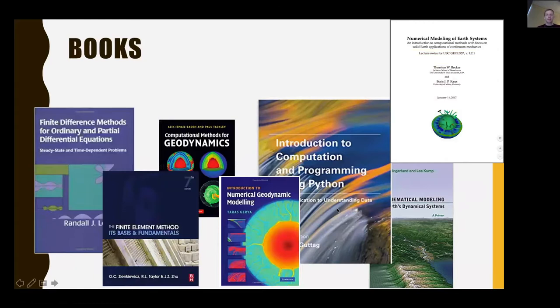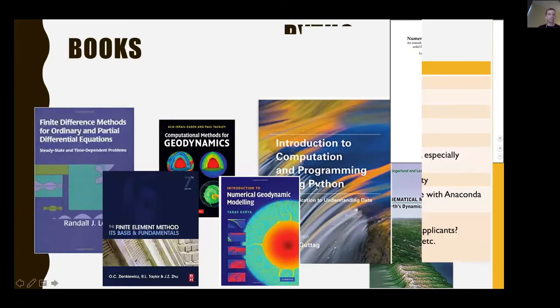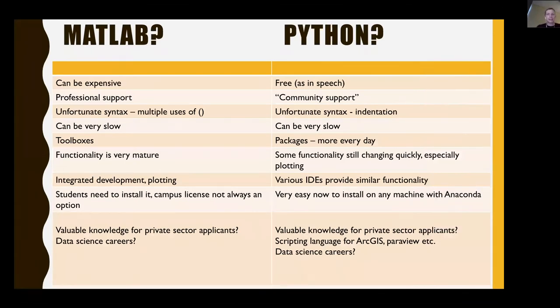Books that are more geared towards general purpose computation and programming in Python here, and then the Slingerland-Kump book, Introduction to Mathematical Modeling of Earth's Dynamical Systems, a primer. I actually rather like this book, and I've used it several times. I've also used this book, the Python book, which is adopted by MIT. For graduate level classes, I also very much like Thorsten Becker and Boris Kaus's numerical modeling notes, which are freely available online. So what language do we use for this class?